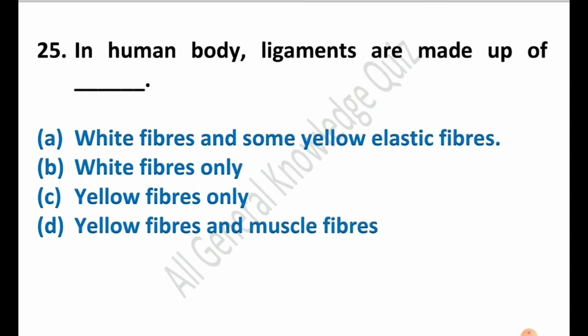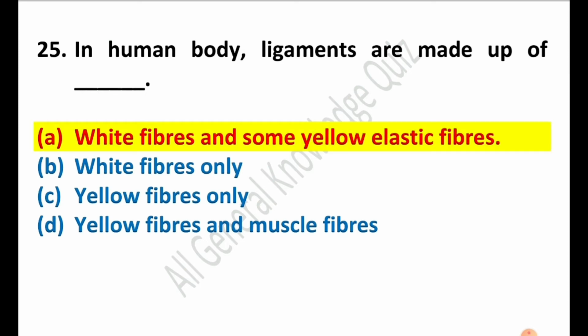Question number 25. In human body, ligaments are made up of option A, white fibers and some yellow elastic fibers, option B, white fibers only, option C, yellow fibers only, option D, yellow fibers and muscle fibers. The answer is option A, white fibers and some yellow elastic fibers. In human body, ligaments are made up of white fibers and some yellow elastic fibers.